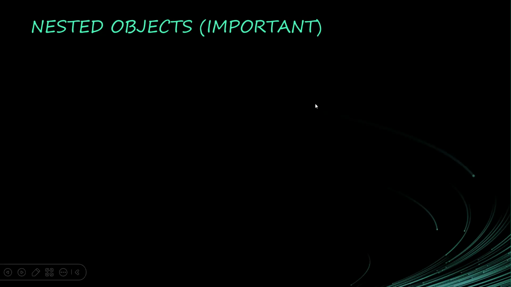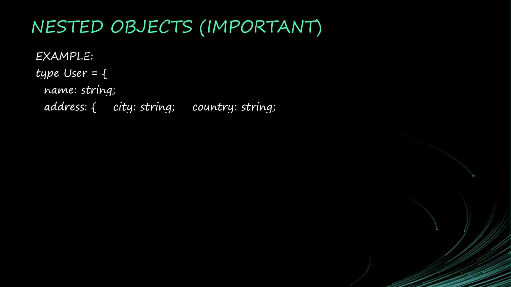Objects can also be nested. An object can contain another object. If you're familiar with JavaScript, you know that objects can contain objects. So in this case, the structure we have is that this user has a name and has an address. Now, the address is also an object. This is very much possible. Instead of being a single value or a primitive data type, the address is also an object.